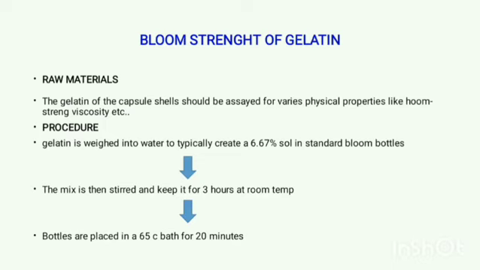Bloom strength of a gelatin. Raw materials: the gelatin of the capsule shell should be assayed for various physical properties like bloom strength, viscosity, etc. Procedure: gelatin is weighed into water to typically create a 6.67% solution in standard Bloom bottles. The mix is then stirred and kept for 3 hours at room temperature. Bottles are placed in a 65 degrees Celsius bath for 20 minutes.